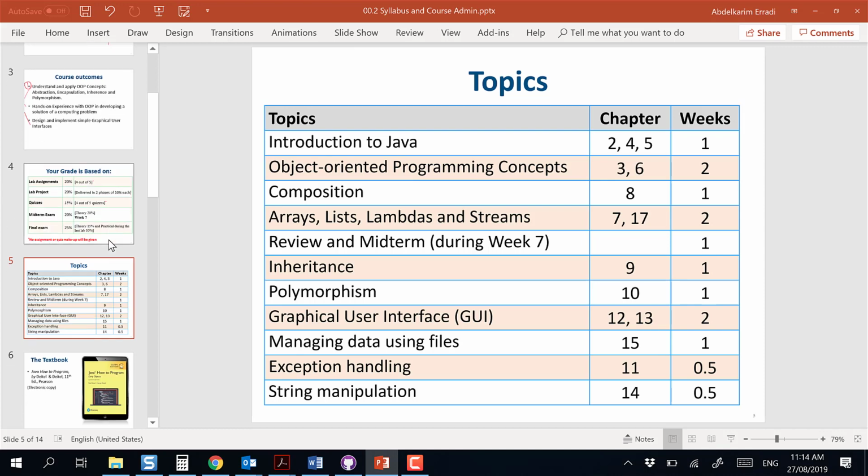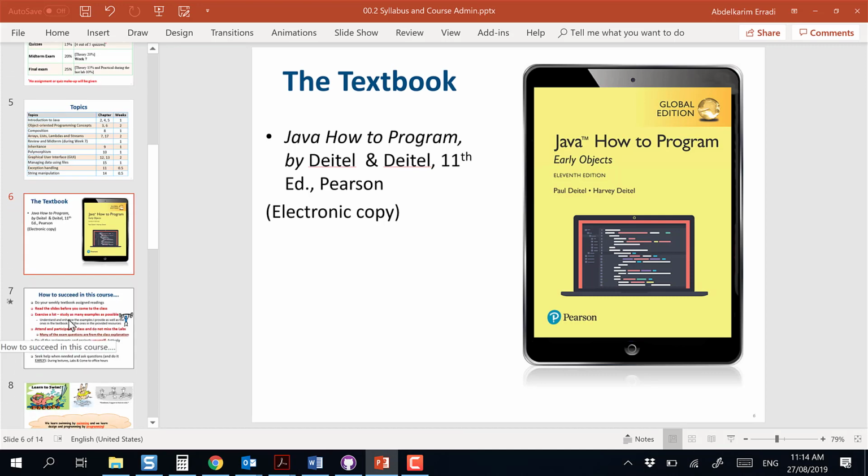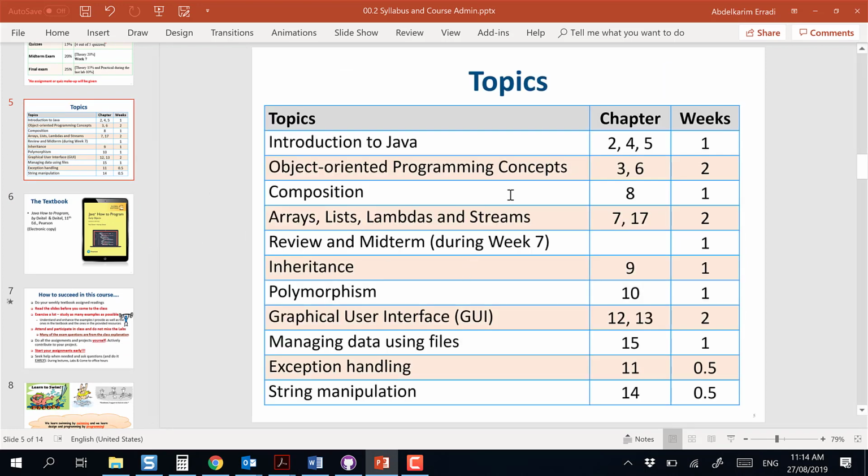Okay, moving on. This is the textbook. It will be electronic textbook, 11th edition. I think the bookstore will give us some more details how to access it. So far, I haven't received anything how to get it. But for now, you have the slides, you have the examples. When the textbook comes, you will need to read the chapters associated with each topic.